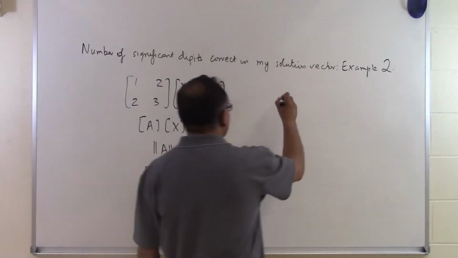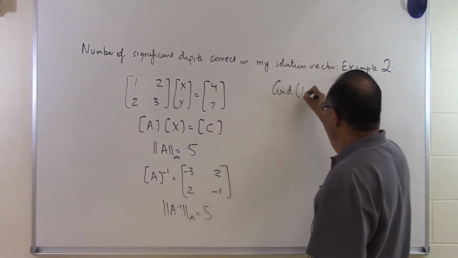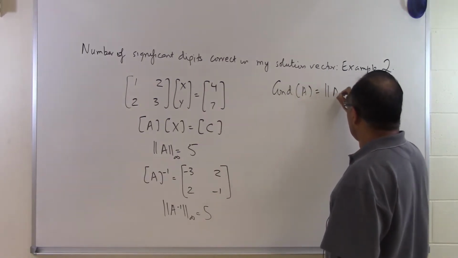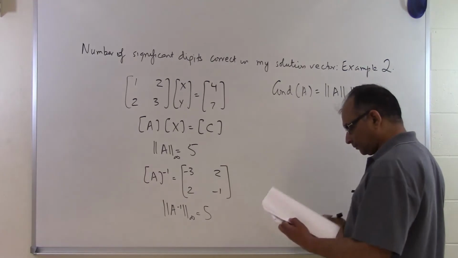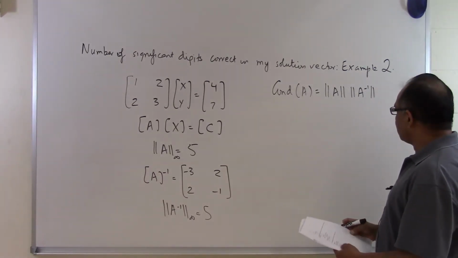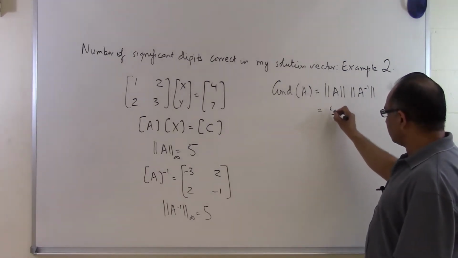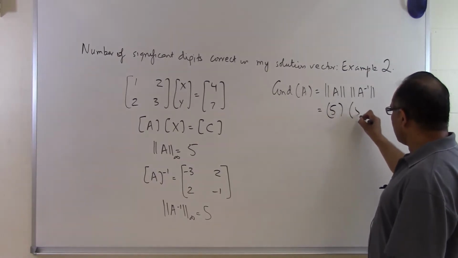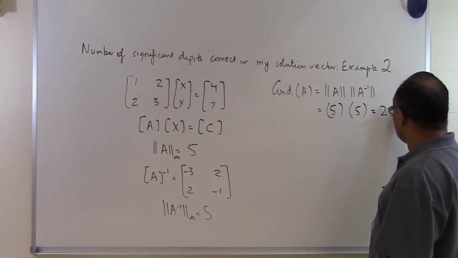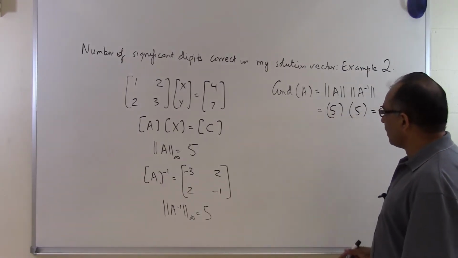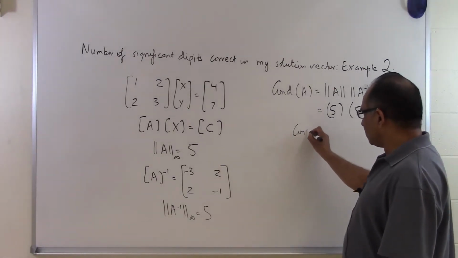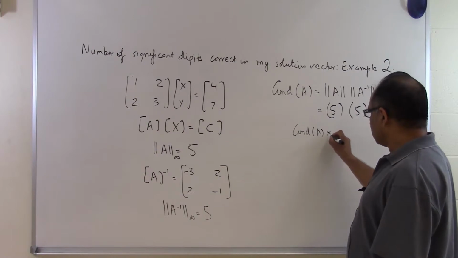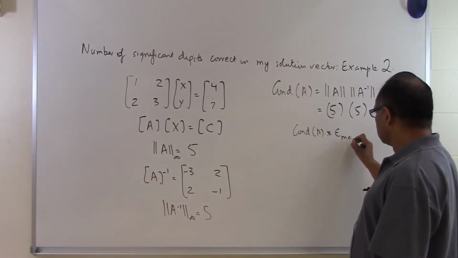So what that gives us is that the condition number of A will be norm of A times norm of A inverse. And if that's the case, then norm of A is 5, norm of A inverse is also 5, that gives us 25. So now I'm going to find this number, condition number of A times the machine epsilon.